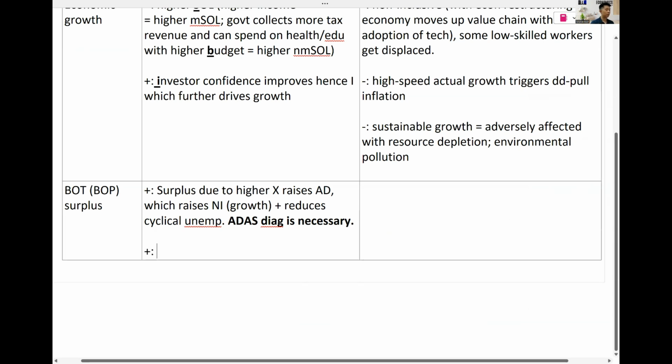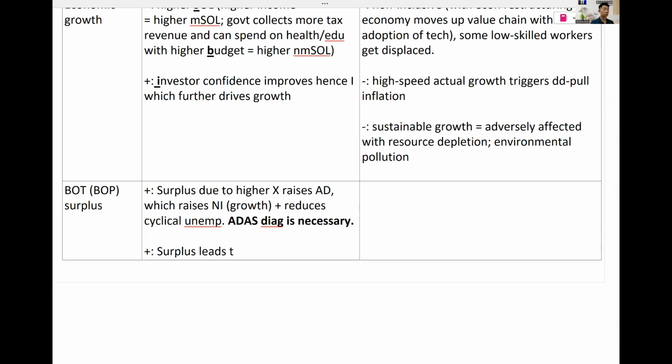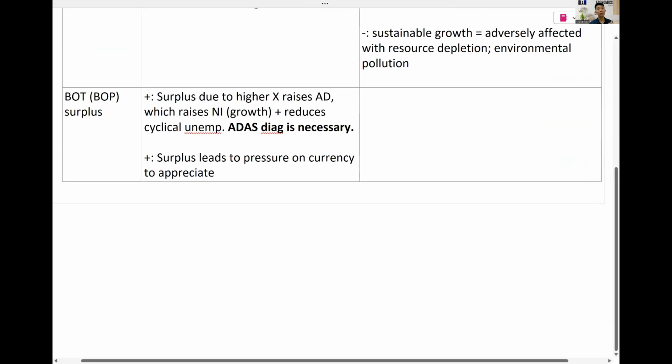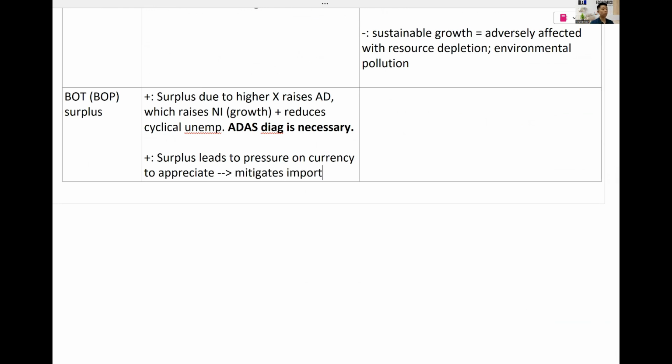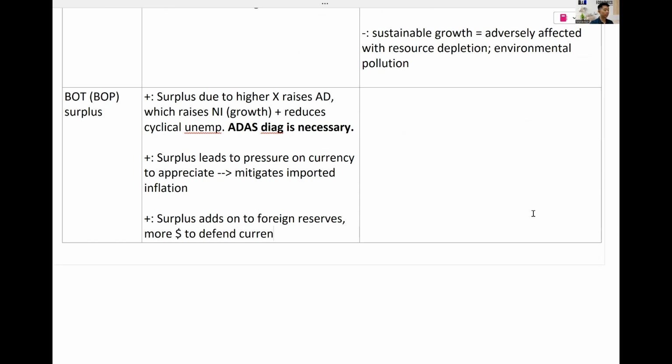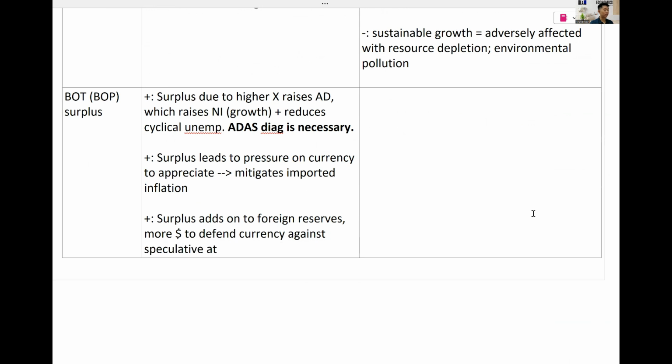Second point, BOP or BOT surplus leads to pressure on the currency to appreciate. With a surplus, your currency strengthens. This helps to mitigate imported inflation. Third one, surplus adds on to foreign reserves. And now you have more money to defend the currency against speculative attacks. Yeah, these points you probably have seen in the notes.